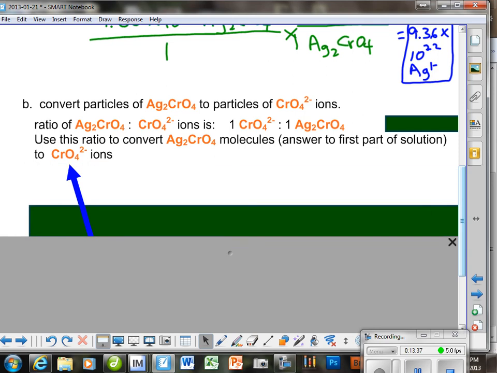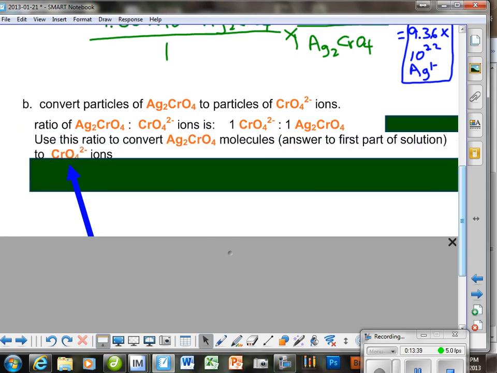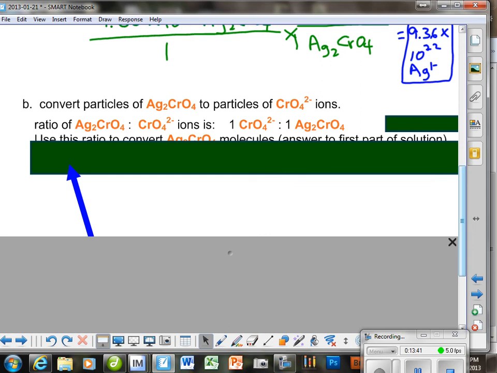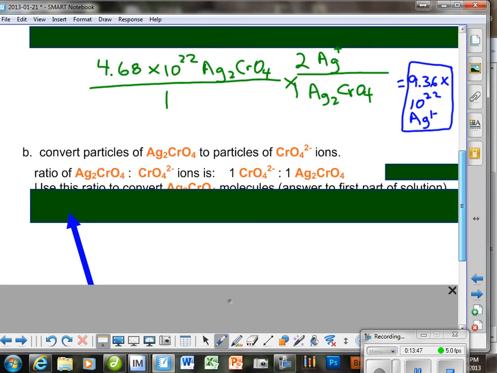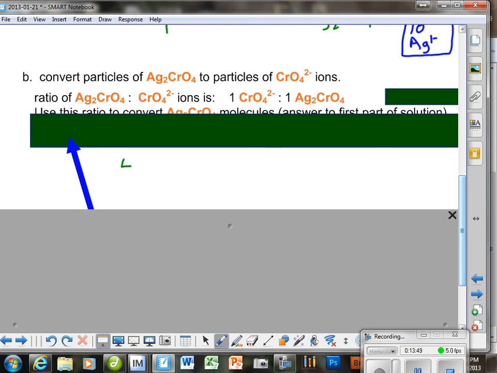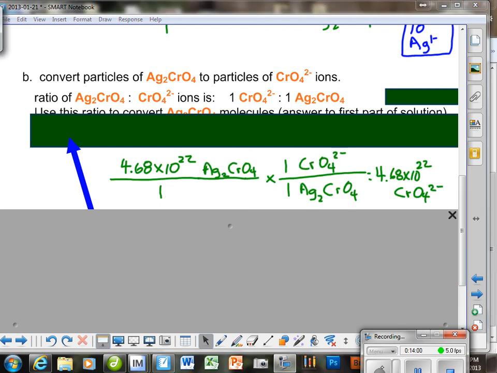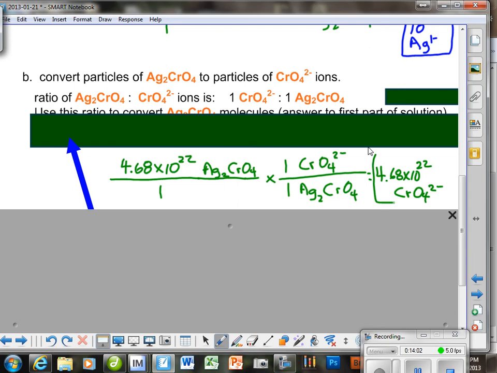And when we do that, the numbers are going to look like this. We're going to take the same starting point, which is 4.68 times 10 to the 22. And let's speed this up a little bit. I'll put in the numbers and then I'll show you what we have. So there's our final answer for this one. It's essentially what we started out with because the particles were a 1-to-1 ratio.